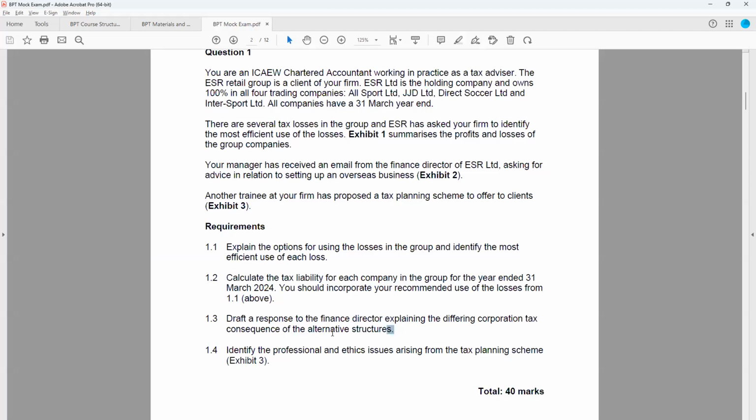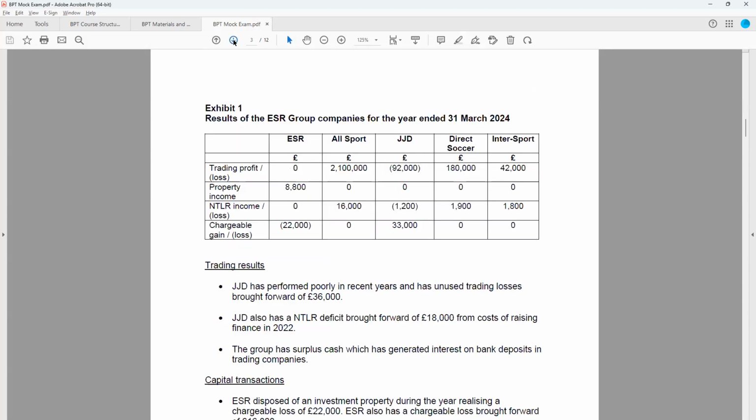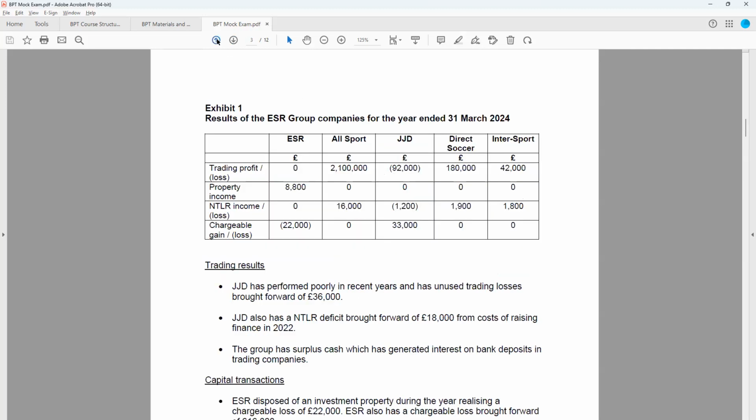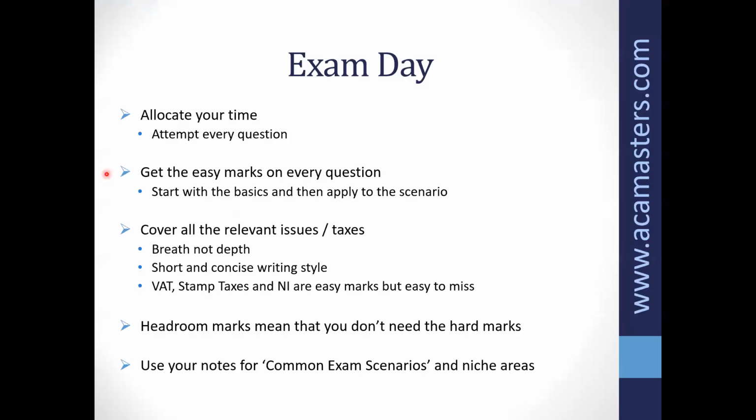Instead, you should move on and make sure you get onto this part of the question where you can get some nice easy marks between explaining the difference between an overseas subsidiary and a permanent establishment, something that you'll be very well rehearsed on after practicing questions on that common exam scenario. So you have to be quite savvy in terms of your time allocation in the exam to make sure you grab all of that low-hanging fruit.